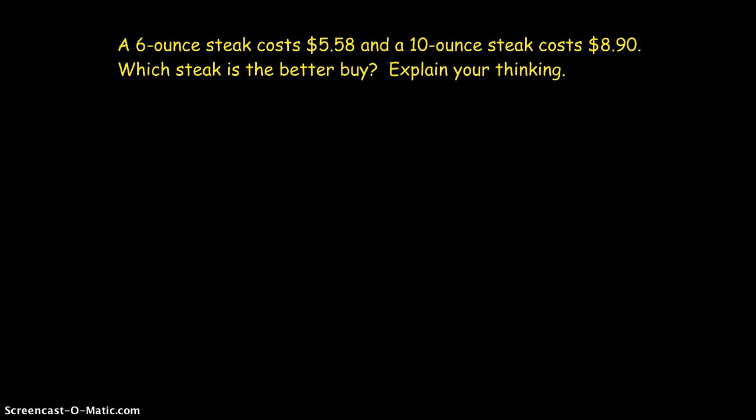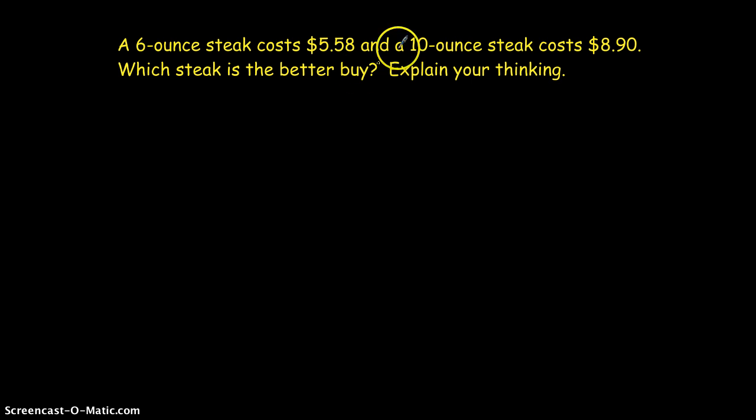Explain your thinking. Now, this problem is like one of the homework problems my students are going to have today, and I just wanted to show two examples of how they could solve it. One of those ways is simply to find the unit rate. By finding the unit rate, you could then compare how much each steak costs per ounce to find out which is the better buy. And then we could also work out a least common multiple method. The first way I'm going to show is finding the unit rate.